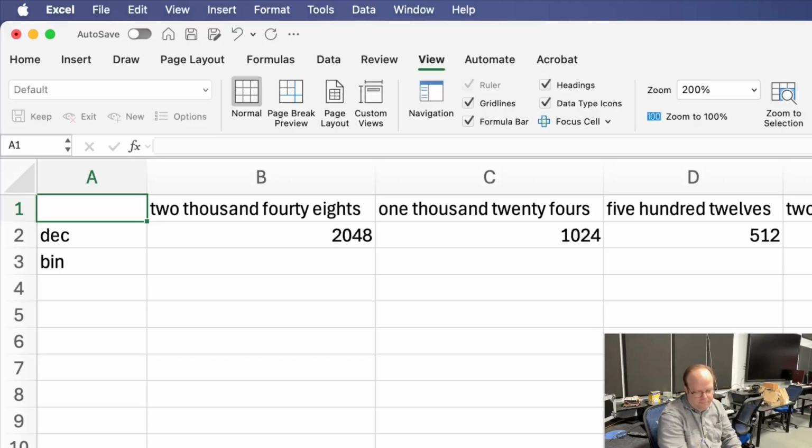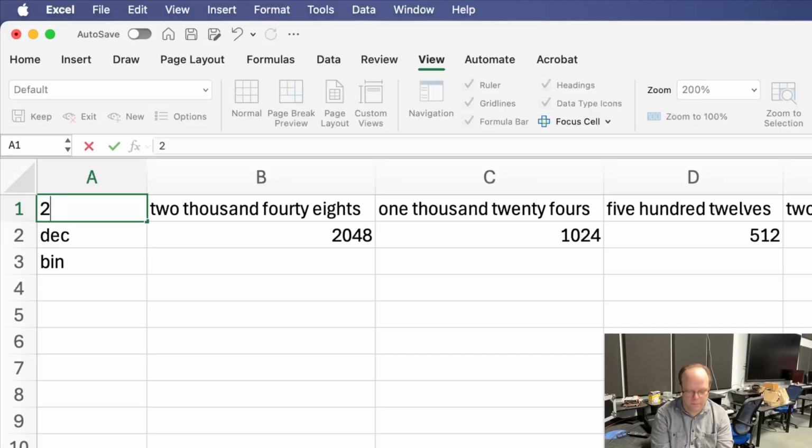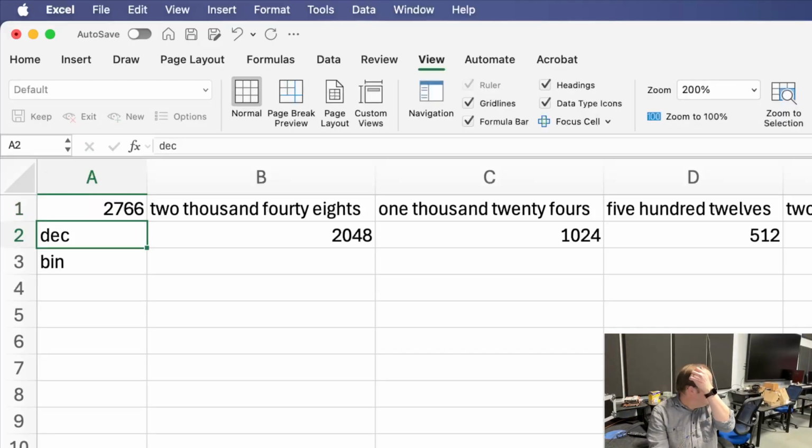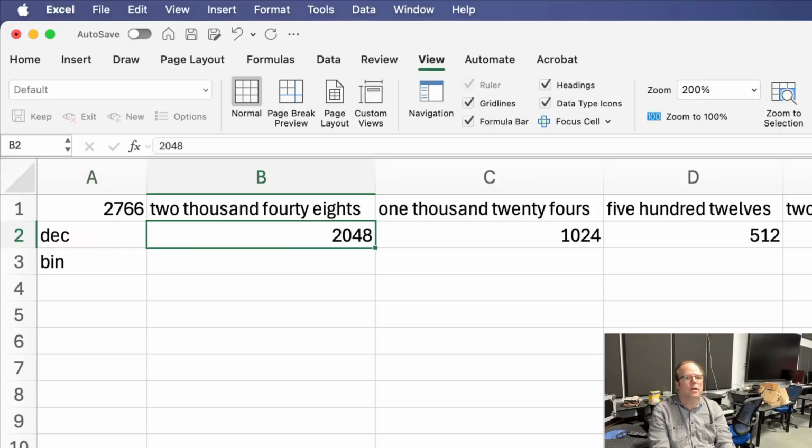Okay, so let's pick a new number. 2766. That's Ace. Oh yeah, that's me. Okay, so a decimal number of 2766. What's the biggest number we can put in there? We can put a 2048 in there, can't we?